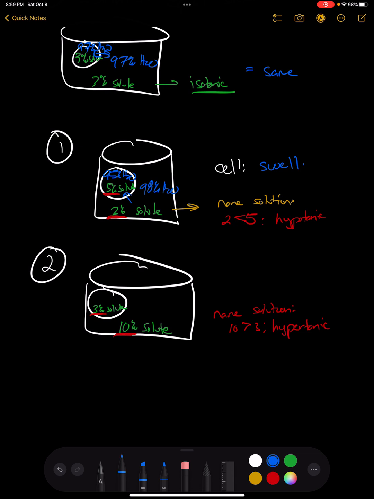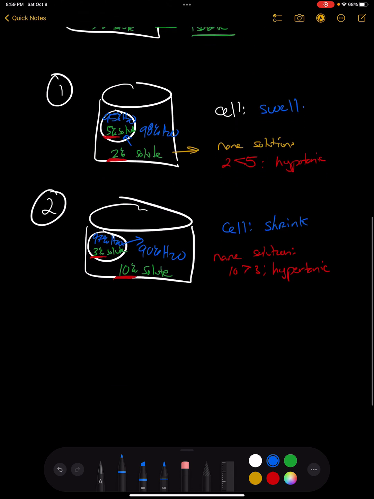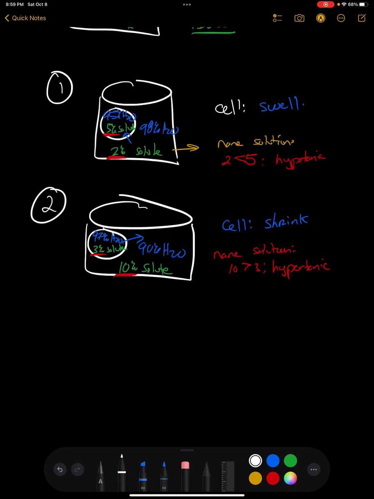Now to see what happens to my cell, I look at the water. So I have 90% water in here. I have 97% water in here. Water flows, osmosis, high to low. That means my water will leave. If my water leaves, that means my cell is going to shrink. All right, let's round up with one more, maybe 1 or 2 more examples.